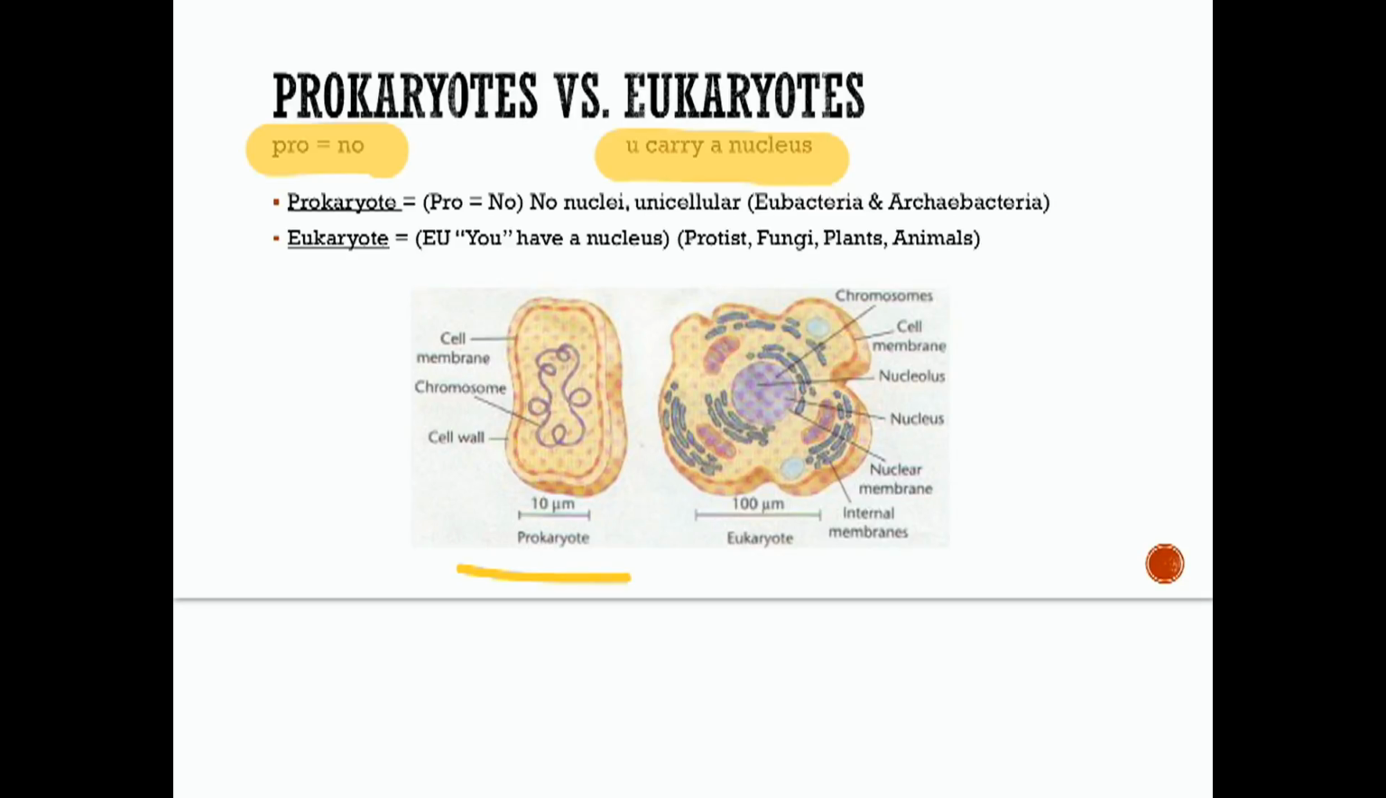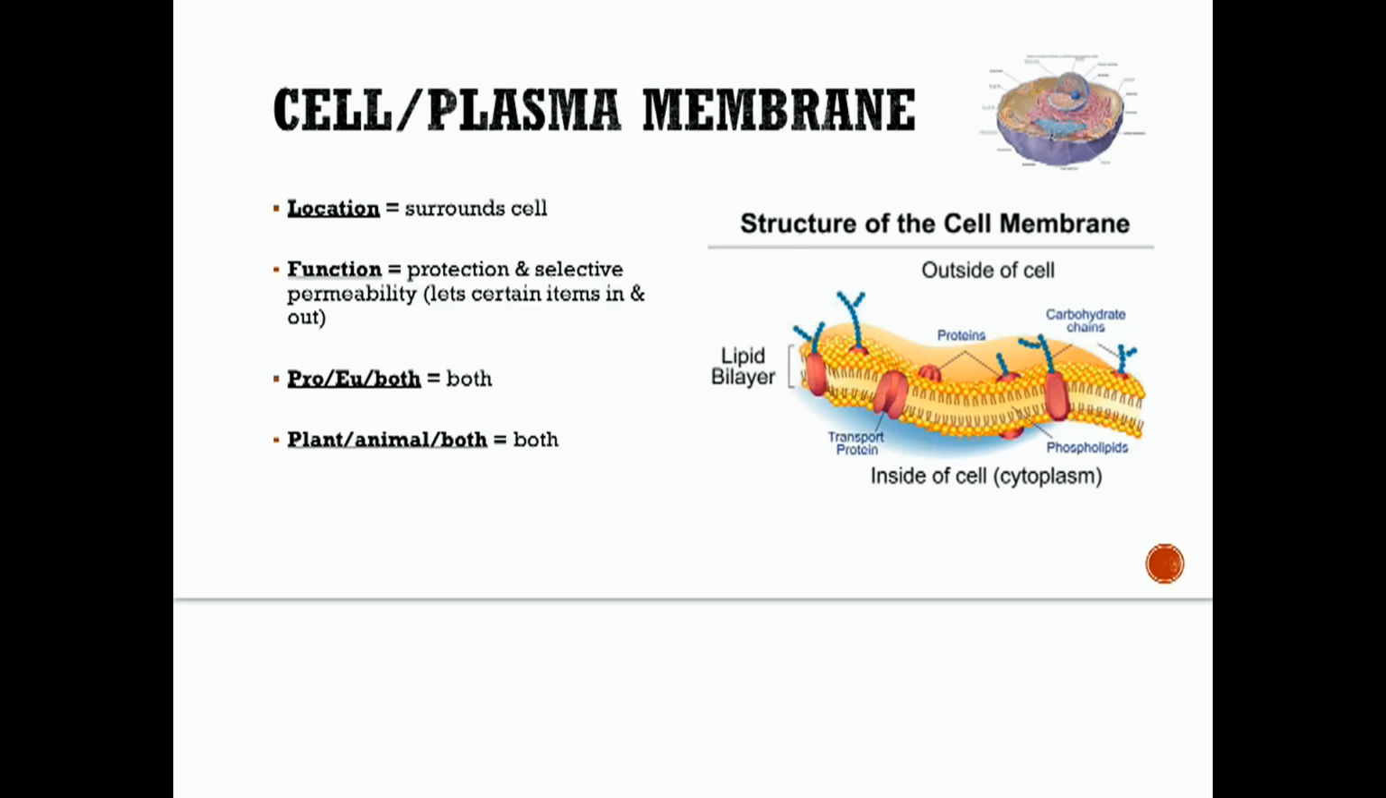Eukaryotic cells are much more complex. They have lots of organelles. They are multicellular. They're made up of many cells. They are like protista, fungi, plants, and animal cells. So notice the size difference of these. Okay, so back to your table.